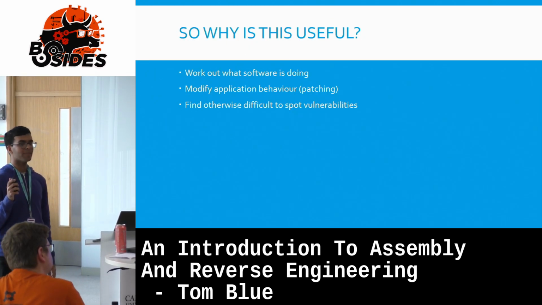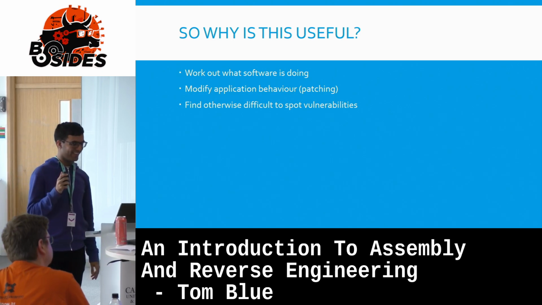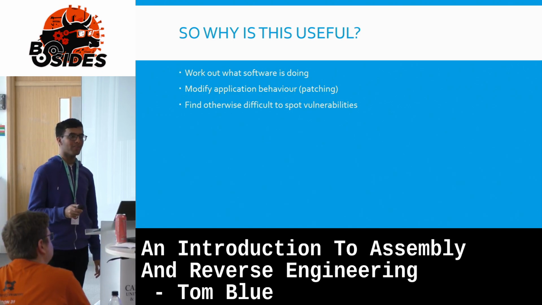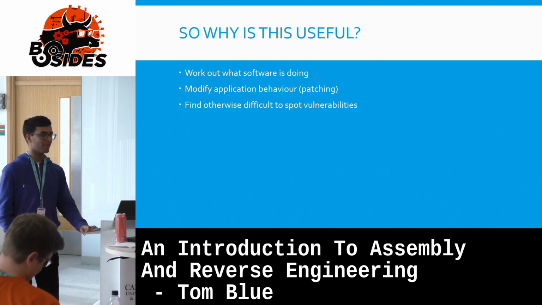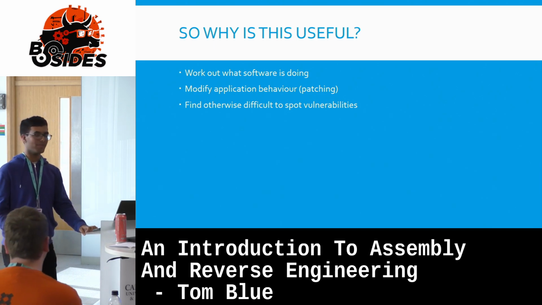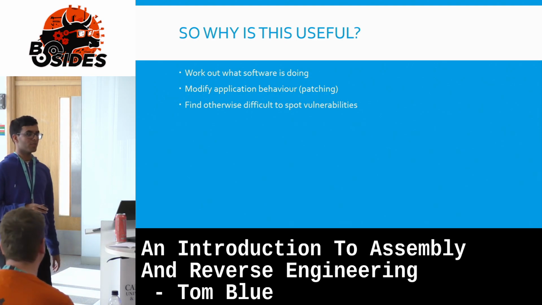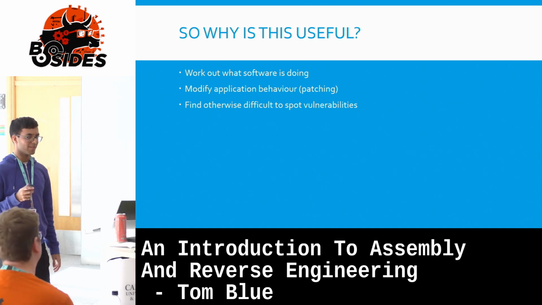This is a really bad slide because I put no effort into it. So what other reasons is this useful for? This is kind of going off of the whole we're trying to reverse WannaCry storyline. What other cool things can you do with software reverse engineering? Well, you can obviously work out what software is doing. That's kind of in the name. You can modify application behavior, which is known as patching, and you can find otherwise difficult to spot vulnerabilities.